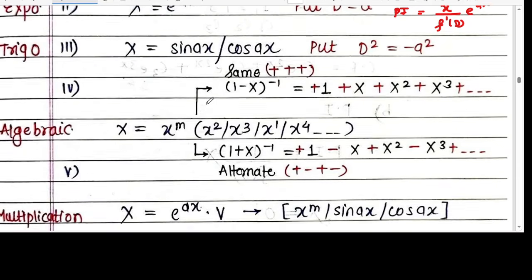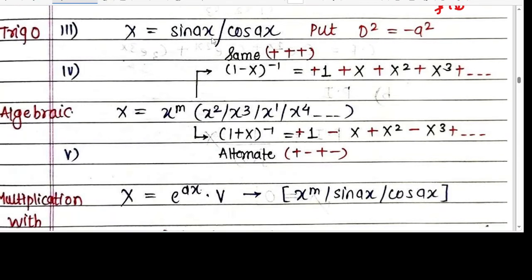Third, if the RHS is sin ax or cos ax, right? In this case, replace only the D square term by minus of a square.